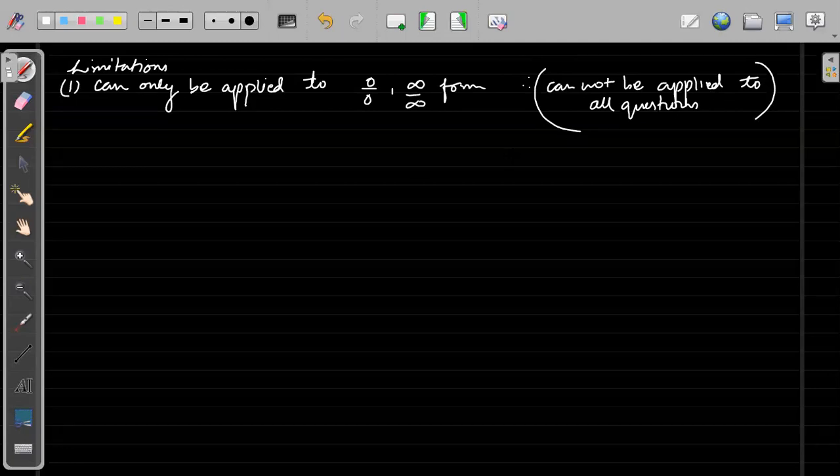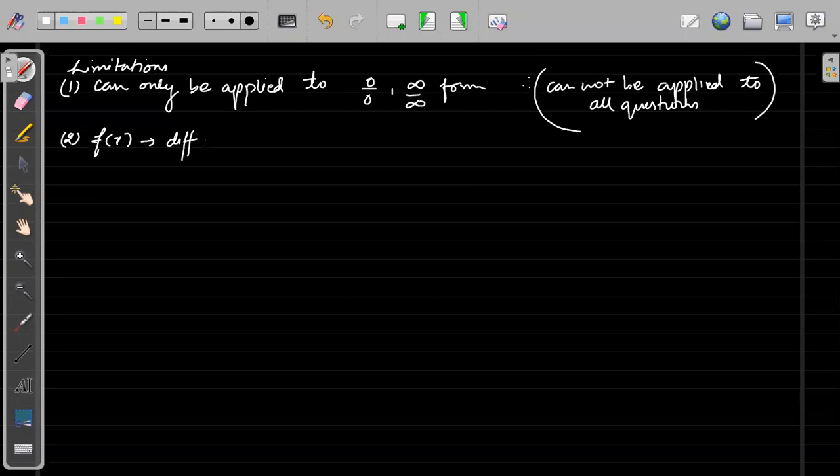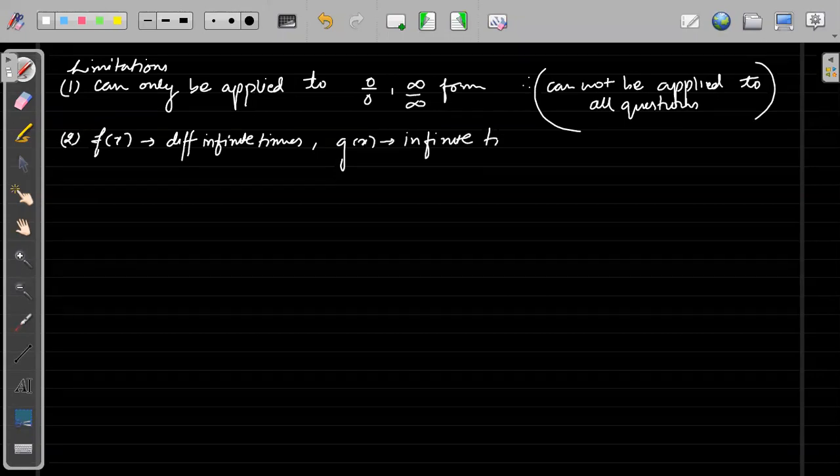Right? The second most important setback of L'Hopital's rule, according to me, is this: suppose we have a function f of x that can be differentiated infinite times, and g of x can also be differentiated infinite times. That means f of x is a trigonometric function, and g of x is also a trigonometric function, then we have to keep on differentiating till we get a suitable result, right?